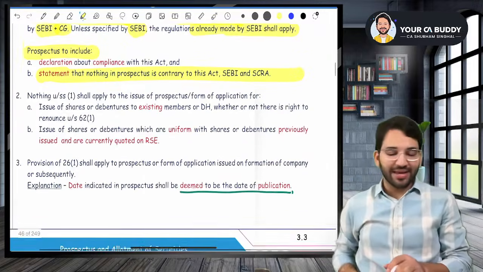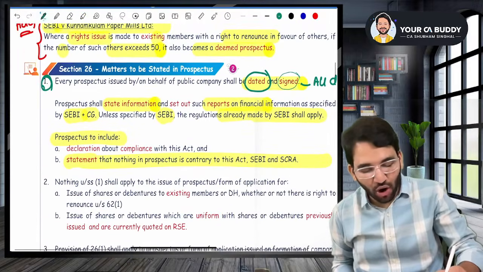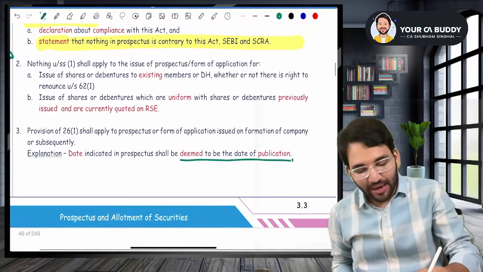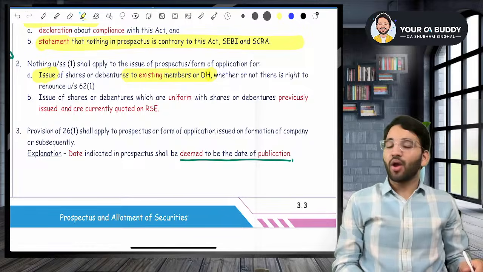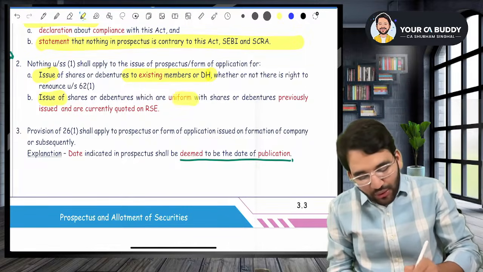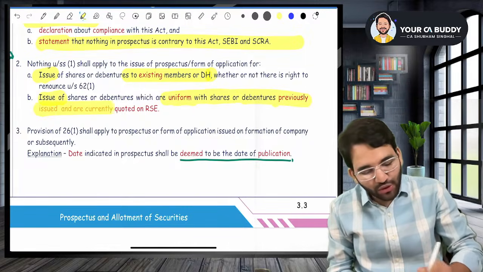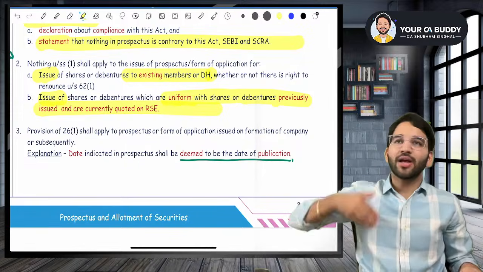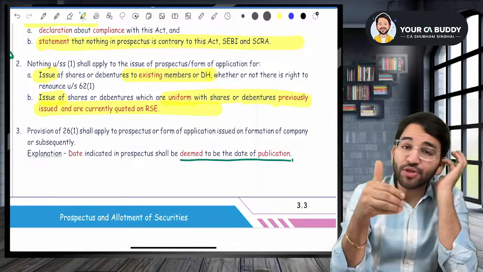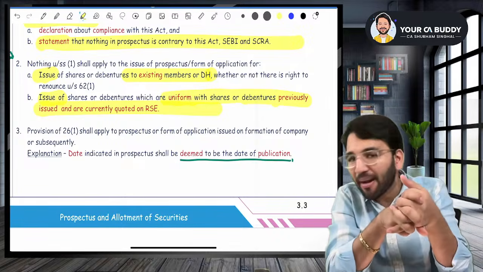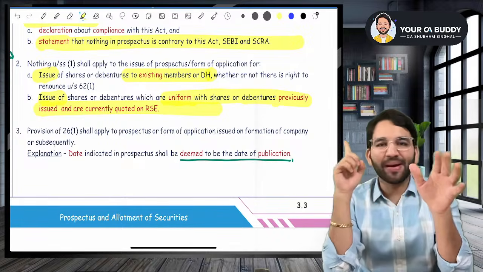But now listen to me very carefully. This subsection 1 will not apply in two cases. Number one, where the issue is to existing members or debenture holders. Or where the issue is uniform with the shares or debentures previously issued and currently quoted on the stock exchange. So what am I doing, sir? If I have already issued one share and I am issuing the same shares again to my existing members, then in that case I don't need to comply with subsection 1.